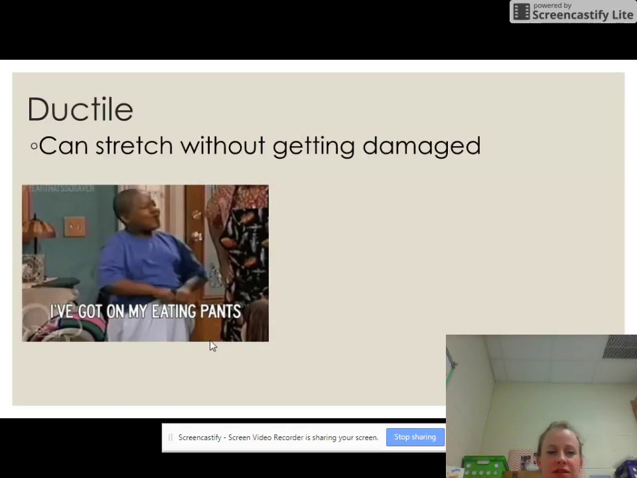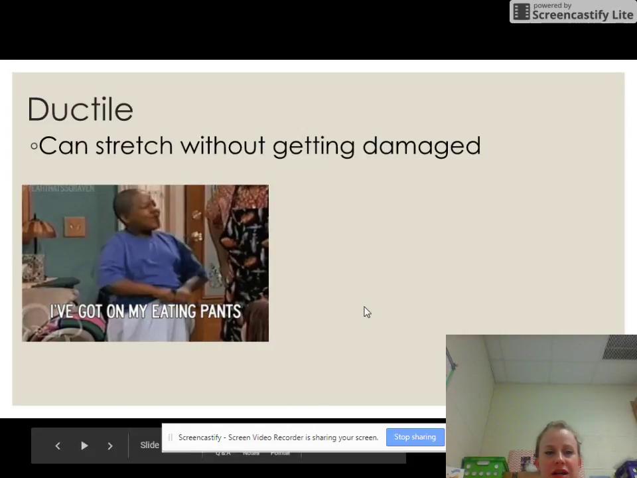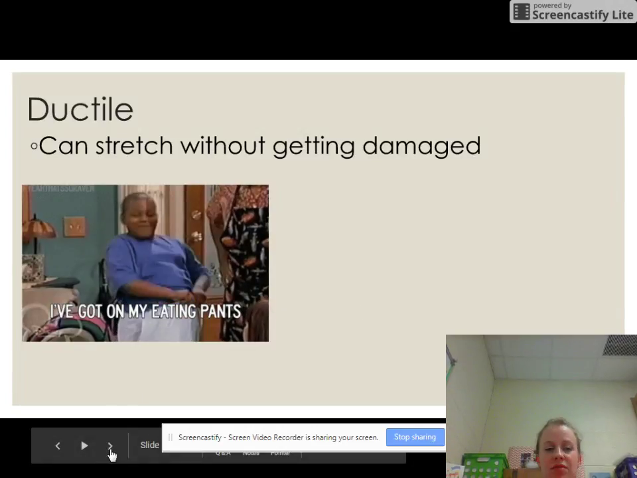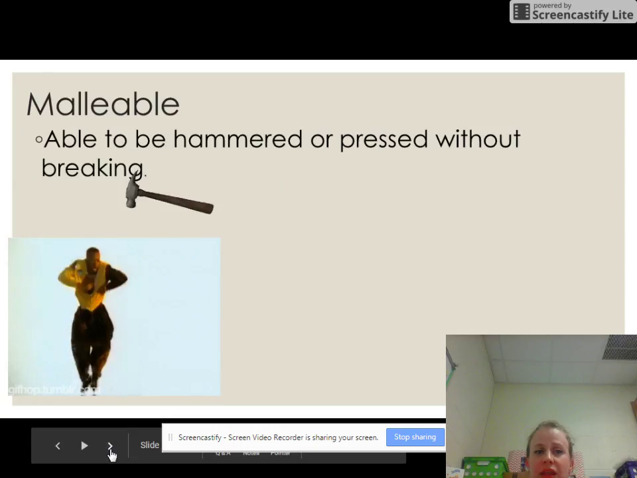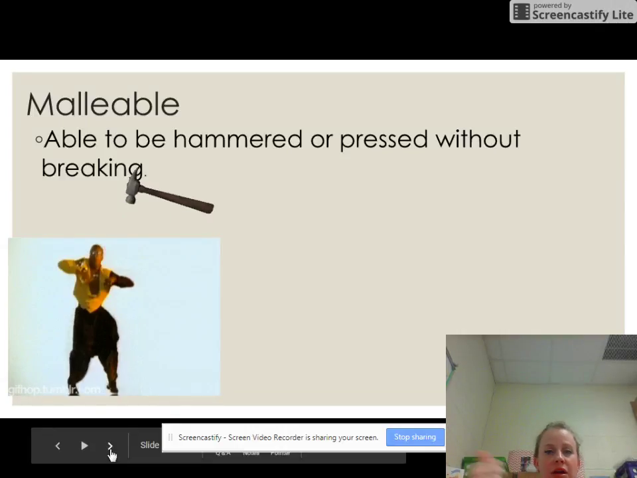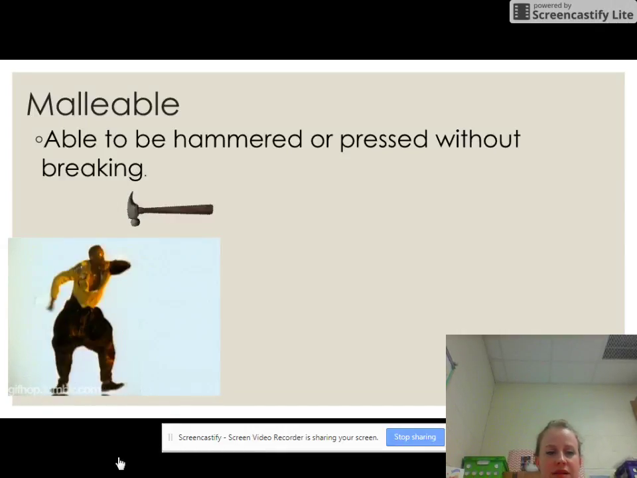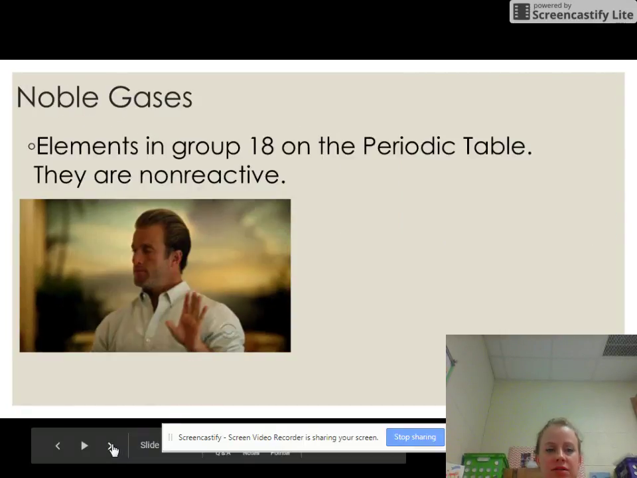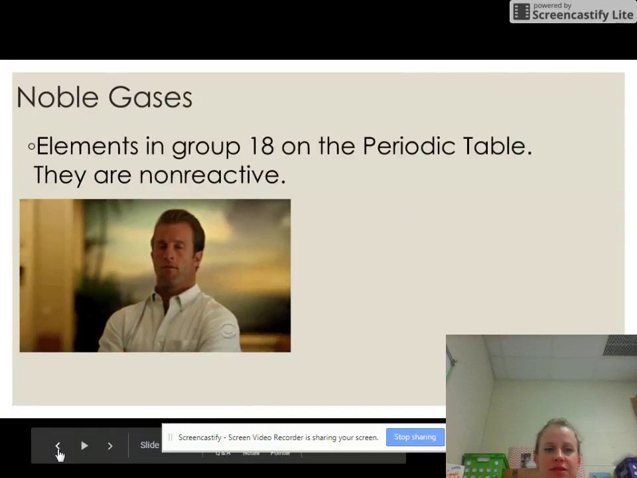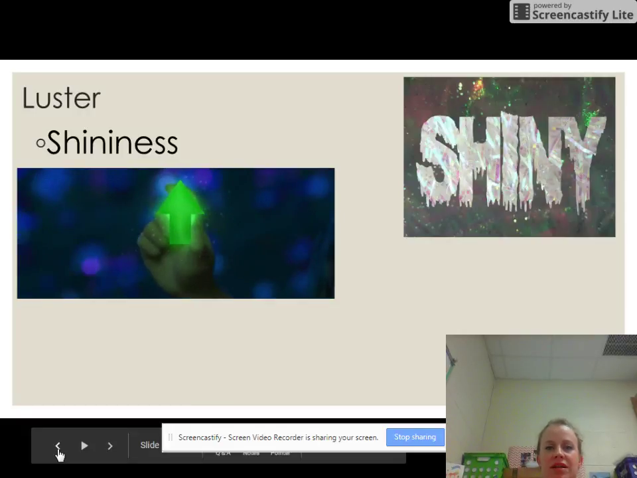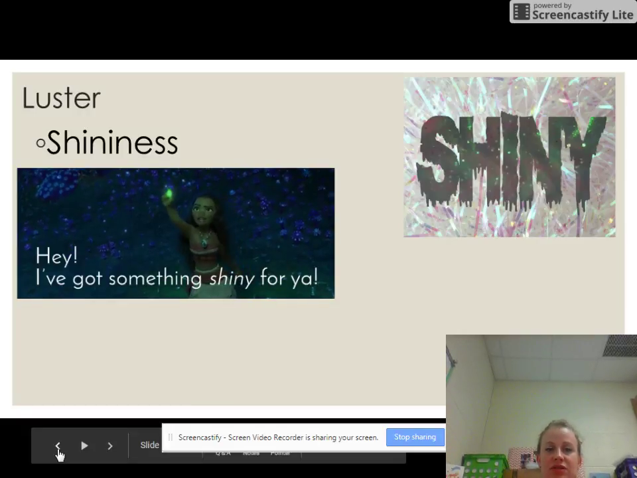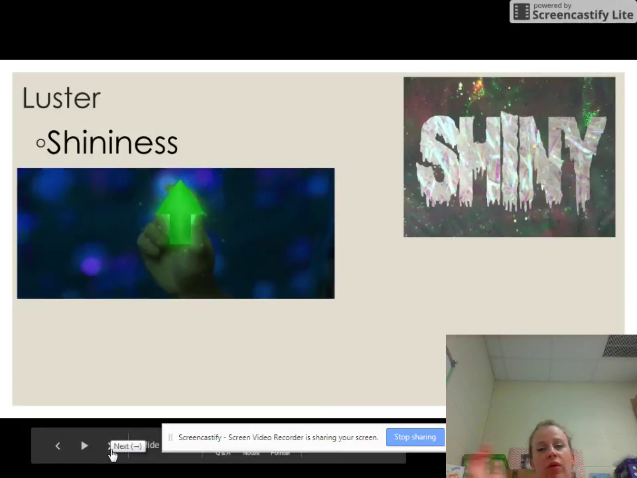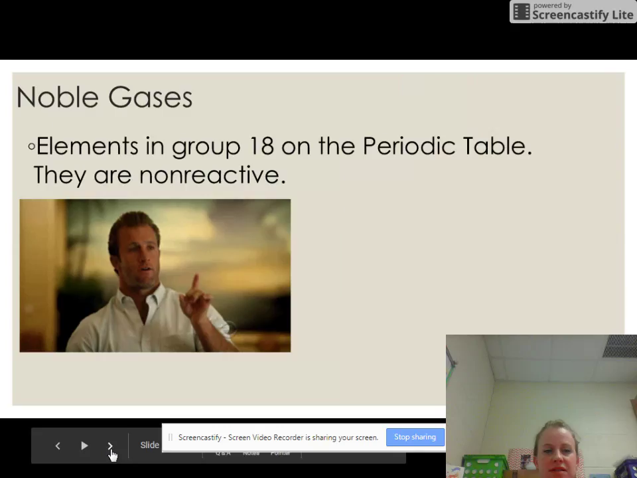All right, so ductile, just like this kid has got his eating pants on that he can stretch out. Ductile just means that you can stretch it without it getting damaged. And again, remember, metals are ductile. They're also malleable. And malleable just means that you can hammer it or press it without it breaking as well. All right, luster is just how shiny something is. So metals are usually very shiny. Think of like aluminum foil even, whereas a nonmetal is very dull.